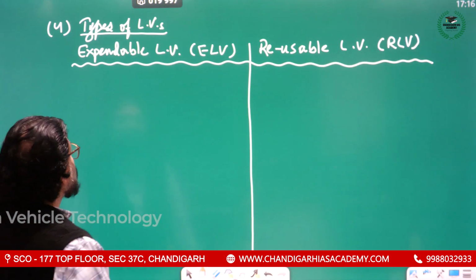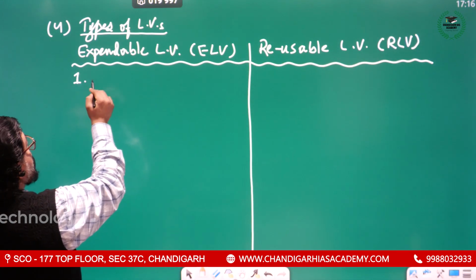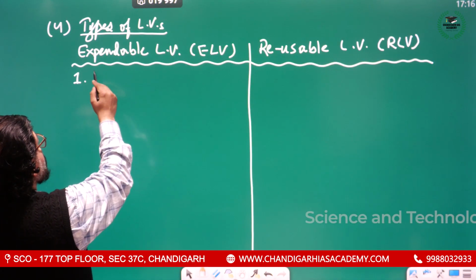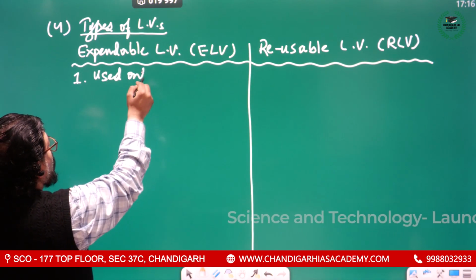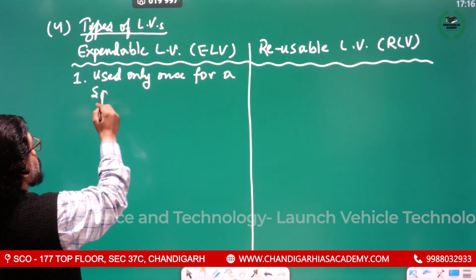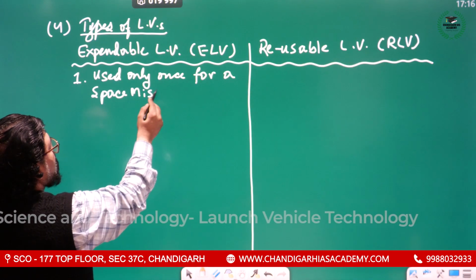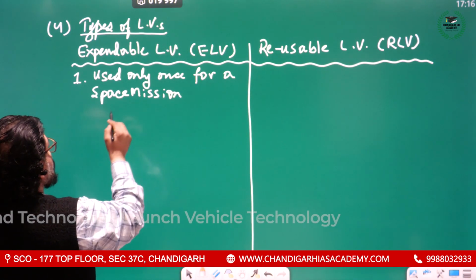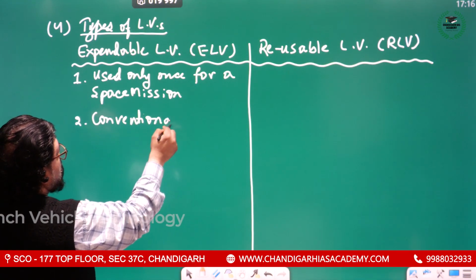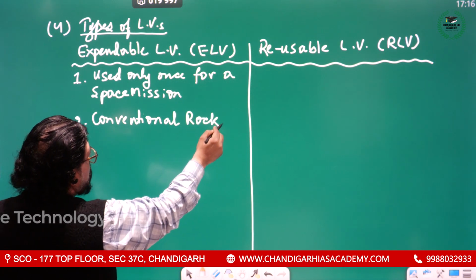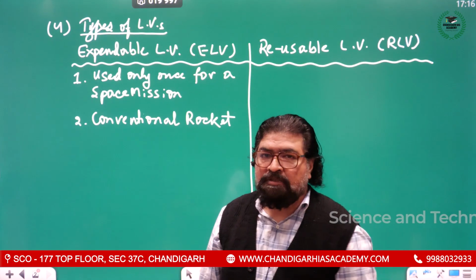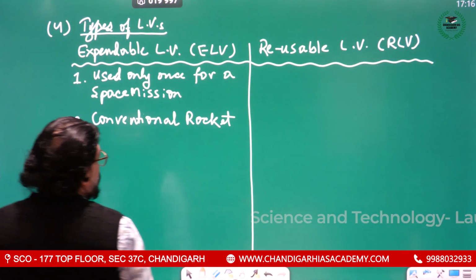Now it is very clear from the word: when you say expendable, expenditure, expend, once it is used, it's over. Used only once for a space mission. These are conventional rockets, and they are generally used for launching satellites or any kind of spacecraft.